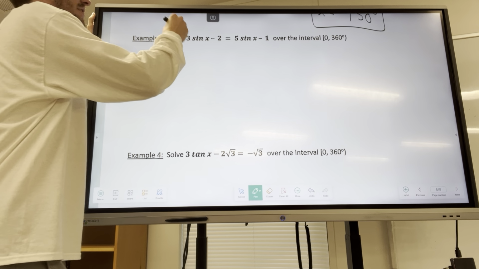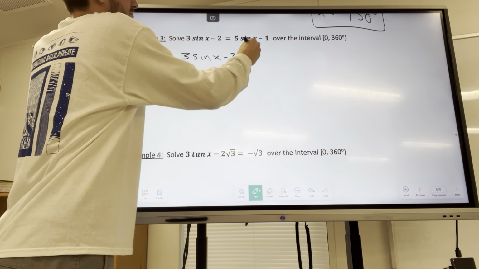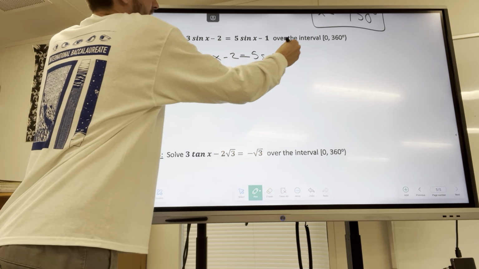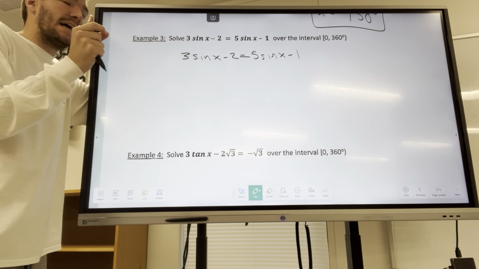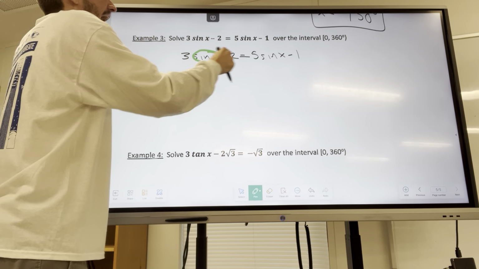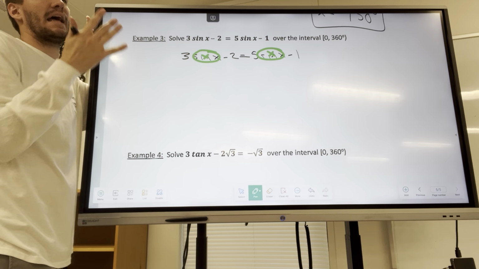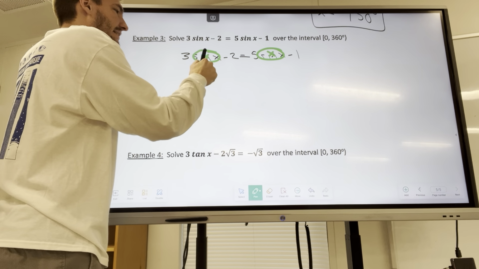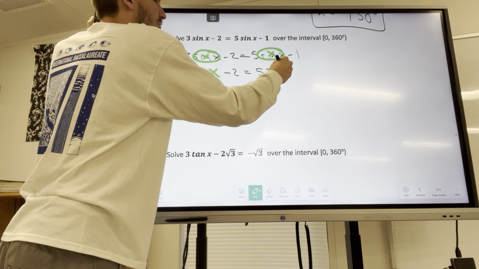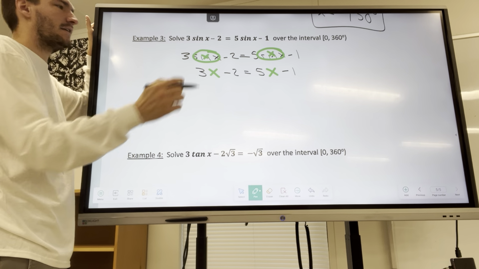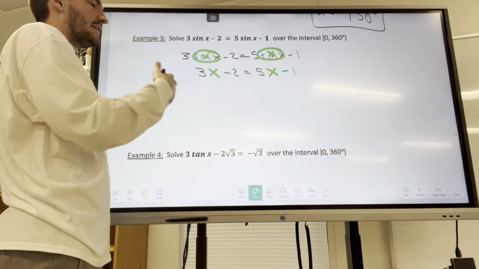Alright, we're doing this question. It says 3 sine x minus 2 equals 5 sine x minus 1. Now, this time we have multiple signs, but remember, it's gonna act just like a plain old boring x. So if you want to replace these with plain old boring x's, because 4 letters is a little scary, 1 letter, now it just looks nicer. Solve it however you want.